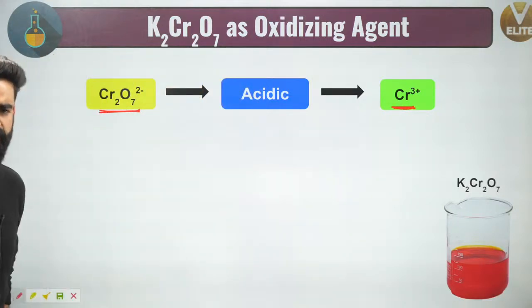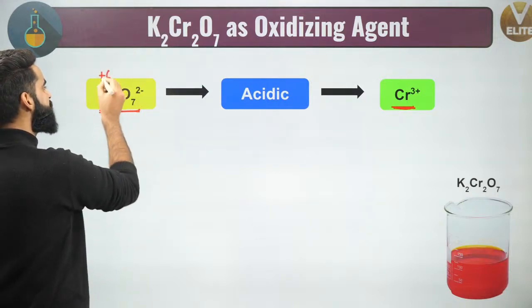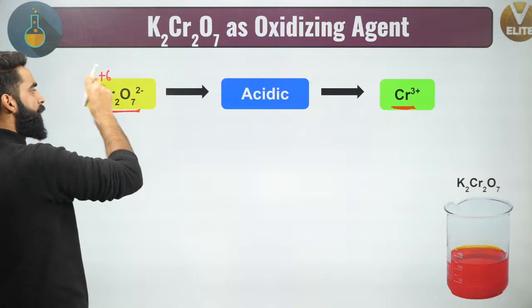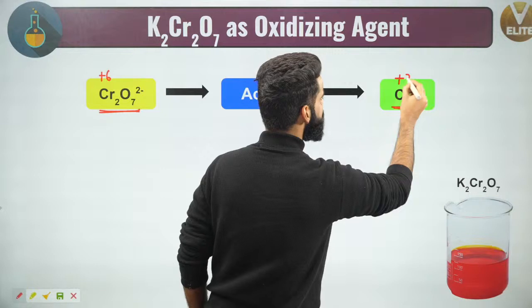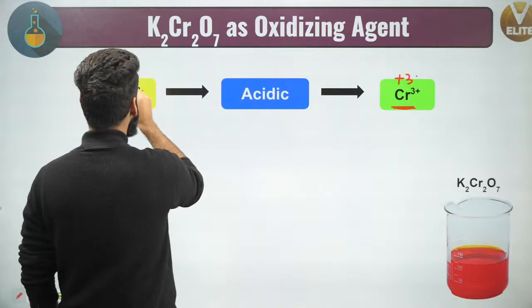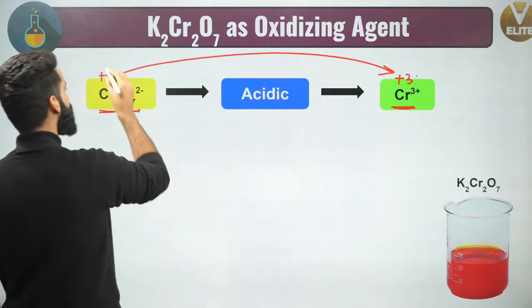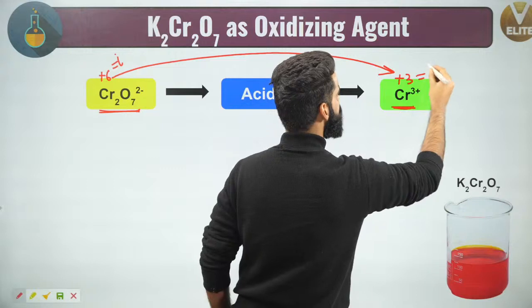The first thing I want you to remember right here: what is the oxidation state of this chromium? You can calculate it. 2x minus 14 is equal to minus 2, so x is equal to +6. The oxidation state of this chromium right here is +6. What about the oxidation state of this chromium right here? +3. So can I say chromium is changing its oxidation state from +6 to +3? Should I call this the initial oxidation state of chromium? Absolutely. Should I call this the final oxidation state of chromium? Absolutely.